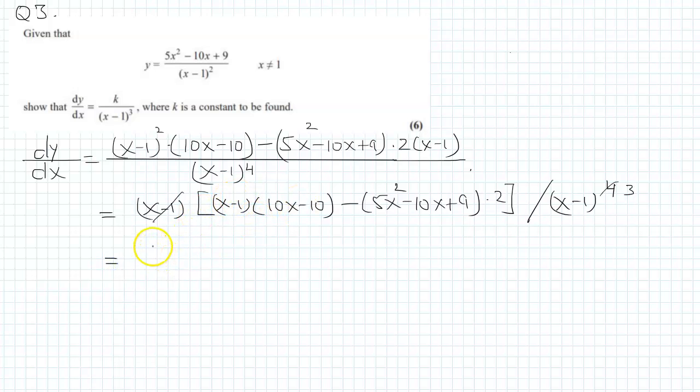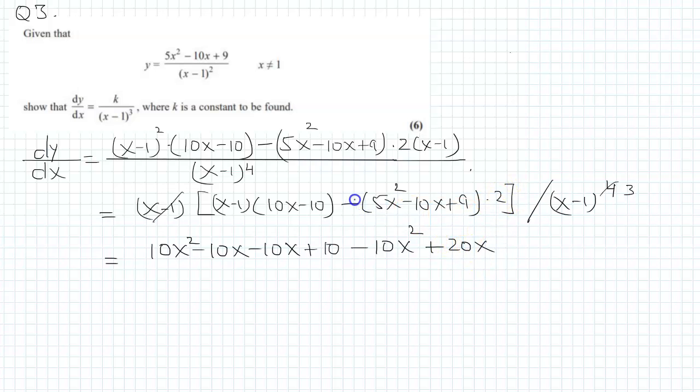Now we multiply this: 10x² − 10x − 10x + 10, minus 5 times 2, is 10x² minus minus plus 10 times 2 is 20x, minus plus is minus, 9 times 2 is 18, over (x − 1)³.